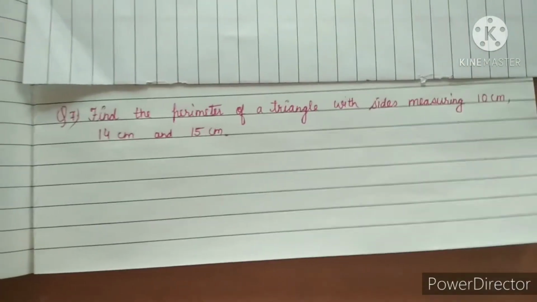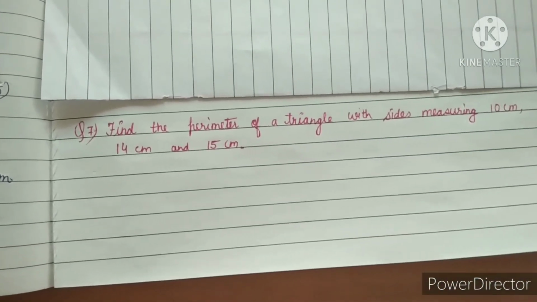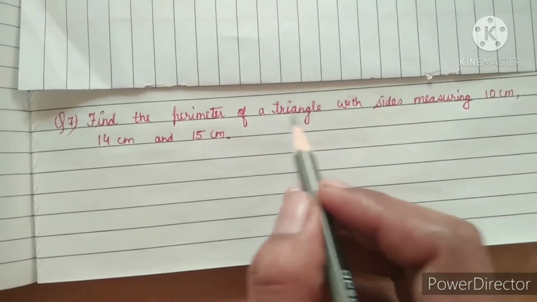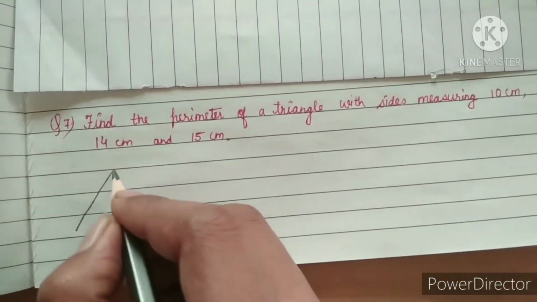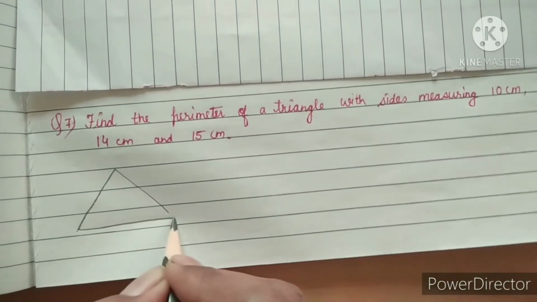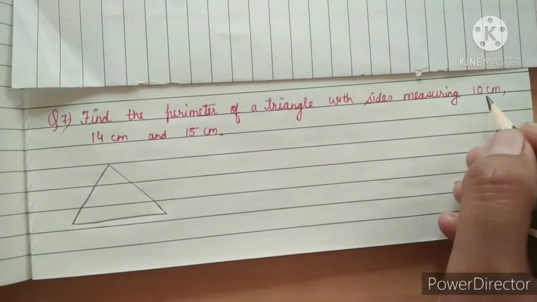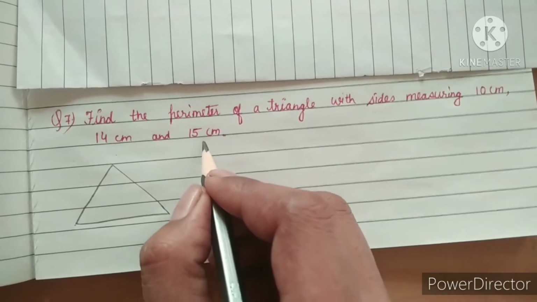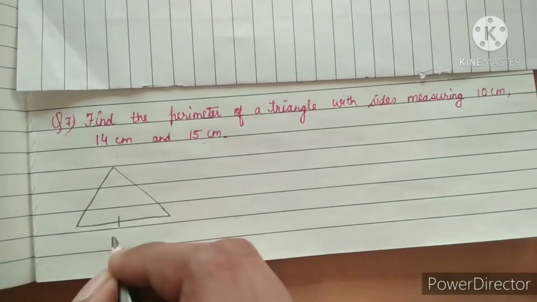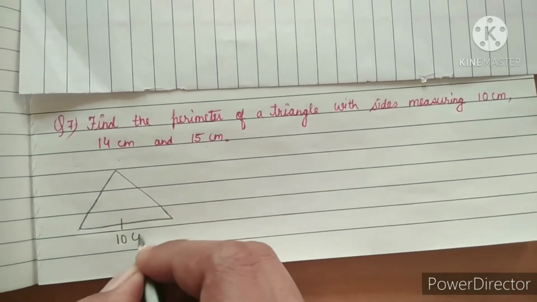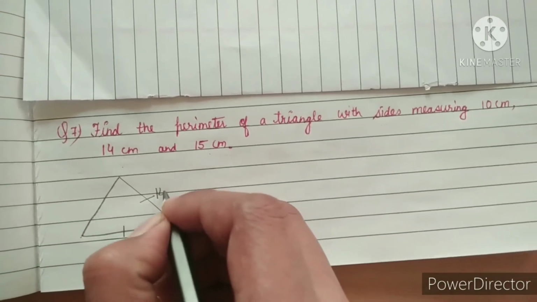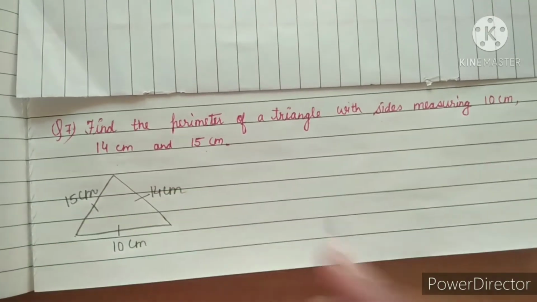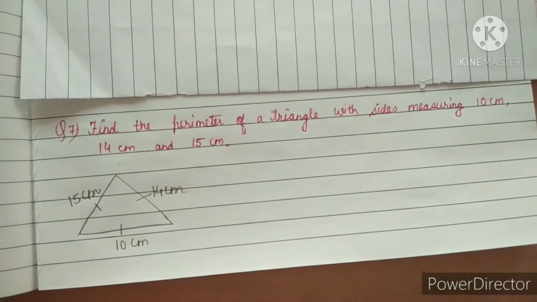Now we have question number 7: find the perimeter of a triangle with sides. Which figure is here? Triangle. So firstly we draw a triangle whose sides measure 10 centimeter, 14 centimeter and 15 centimeter. All are different from each other. We have to find this triangle's perimeter.